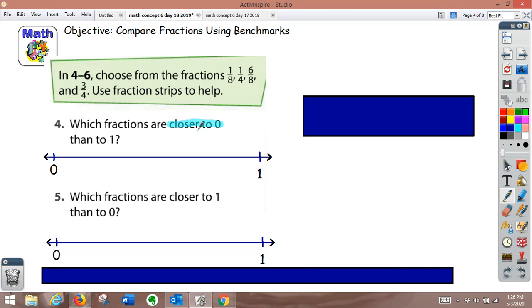Remember, I'm looking for things that are close to 0. So I know that this is 1 out of a group, or 1 slice out of a pizza, or 1 piece of cake, or 1 whatever. It's only 1. So is this one here. So I'll bet that the fractions 1/8 and 1/4 are closer to 0. And if I put this on my number line, if I divide this into 8 parts, we just did that over here, didn't we?